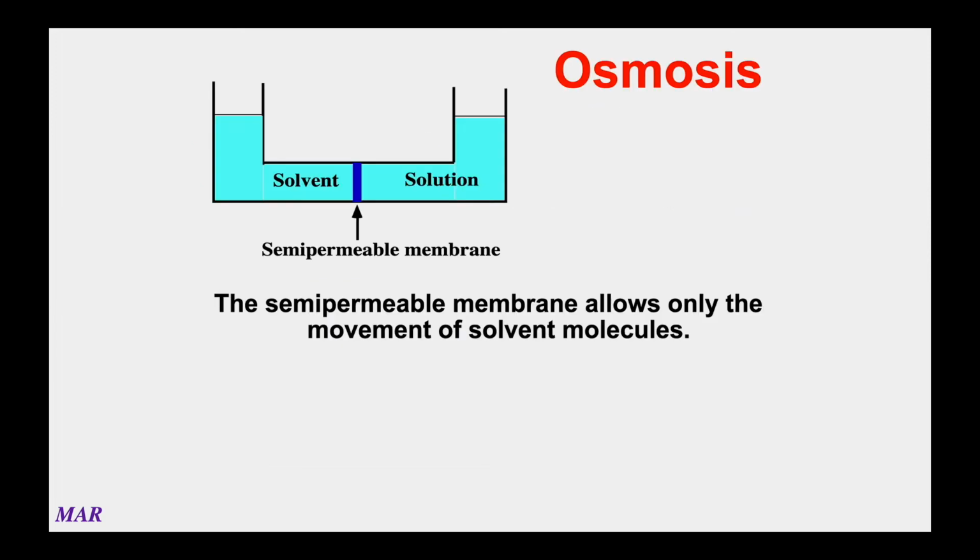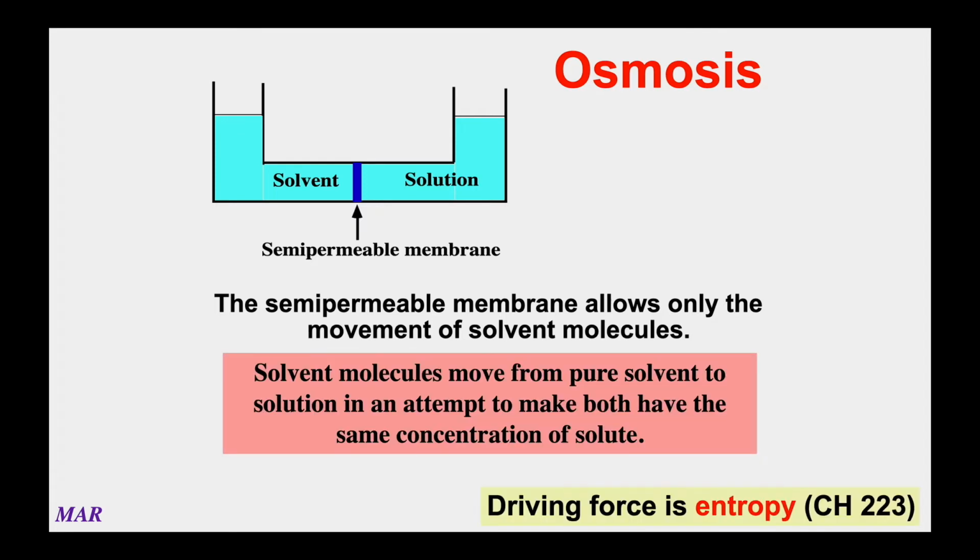In osmosis, you think about osmosis as there's like a solution on one side and pure solvent on the other side. And there is a semi-permeable membrane that separates the two. And the semi-permeable membrane usually allows solvent to go back and forth, but the solute on the solution side has to stay there. All right? So the semi-permeable membrane just allows solvent to go back and forth, but the solute is stuck on the left-hand side of that picture. Solvent molecules move from the pure solvent to the solution. It's almost like they're attempting to make both the solvent and the solution have the same concentration of solute.